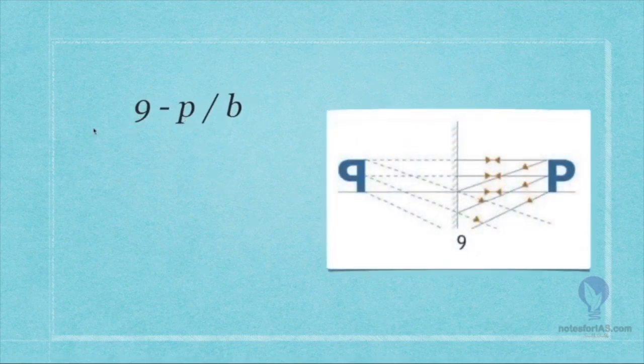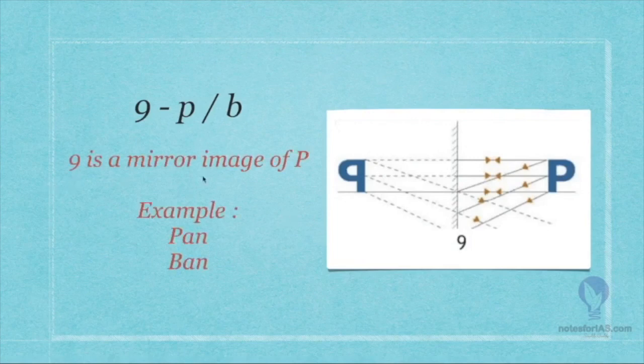For 9, the sound is pa and ba. This is very simple. As you can see, this p is nothing but a mirror image of 9, right? So 9 is a mirror image of p. And b, as you can see, just invert p and you get a b. So I think this is one of the easiest ones to remember.